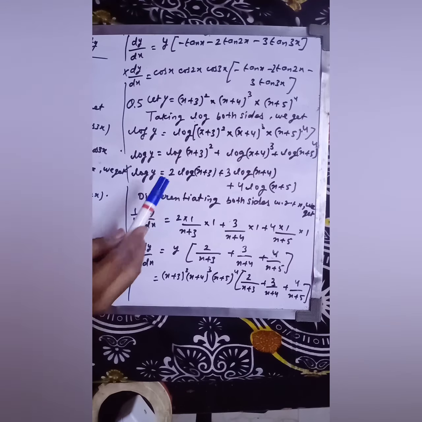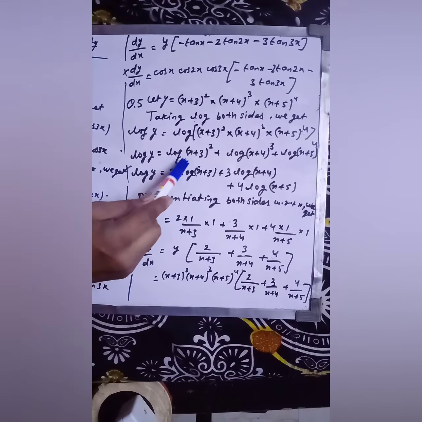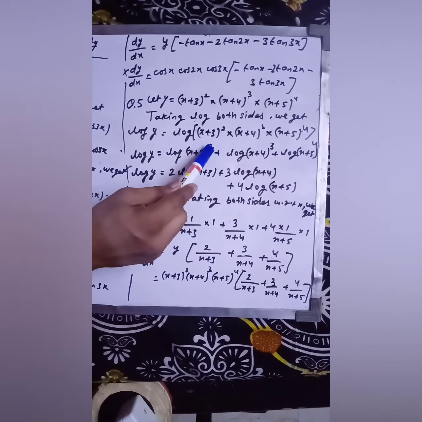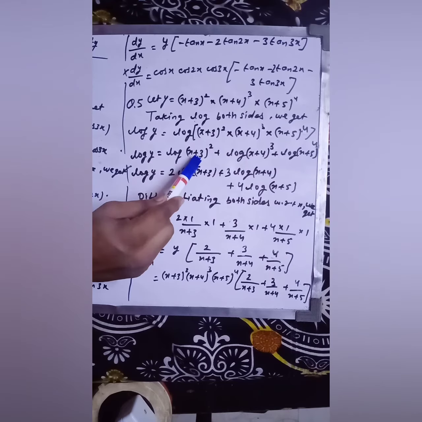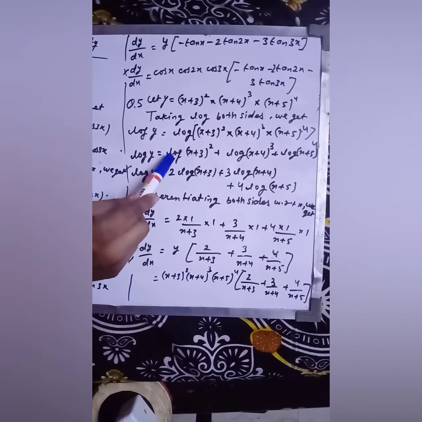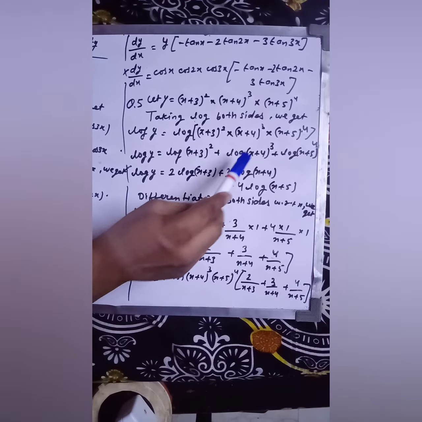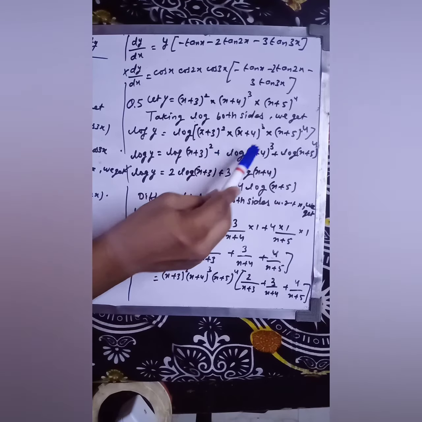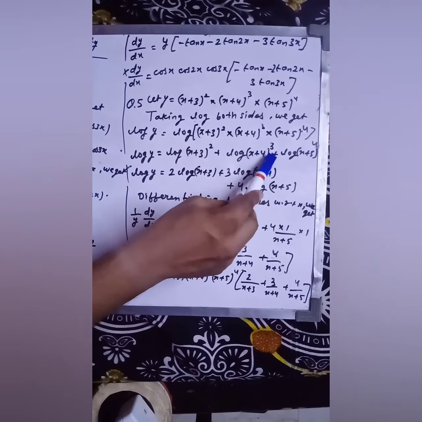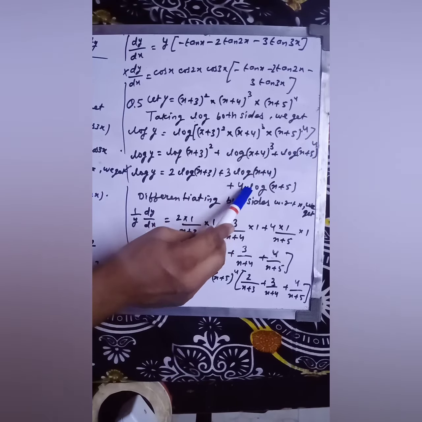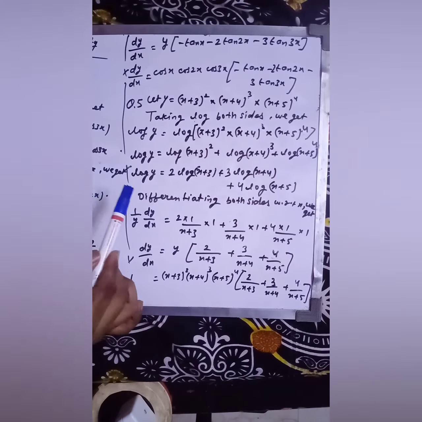Got it? So after this step, this 2 will come, because log (x+3) whole raised to the power 2. So you can write 2 log (x+3) because it is log here. So you can write this power before that. It will be 2 log (x+3). Similarly, in each part you have to do like this. It would be 3 log (x+4). It would be 4 log (x+5), like this. Okay.